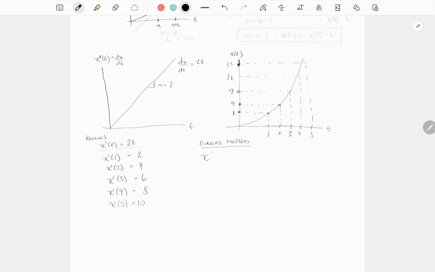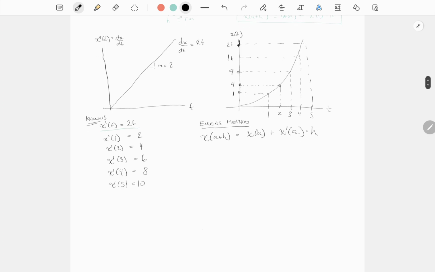So it's x at a plus h equals x at a plus x prime at a. This is known from here. We know this one times h. Now in our example, just to make the numbers easy, I'm going to pick h equals 1. The step size is huge, so this is going to show big errors from what the expected values are going to be. So let's pick h equals 1.